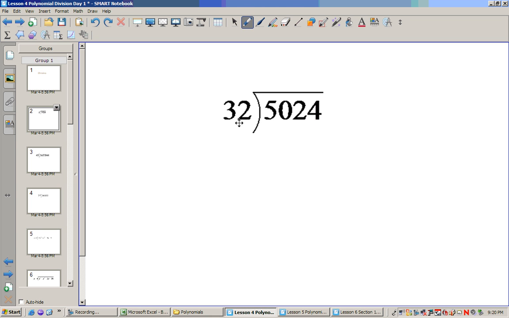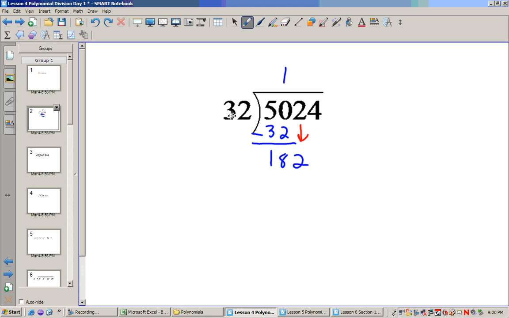The first thing we do is take 32 into 50, because 32 doesn't go into 5, so then we extend it to 50. 32 goes into 50 once. Now we put a 1 over the 0. Now 1 times 32 is equal to 32. Now we subtract. So 50 minus 32 is 18. Now we pull down the next number, which is 2. So we see how many times 32 goes into 182.